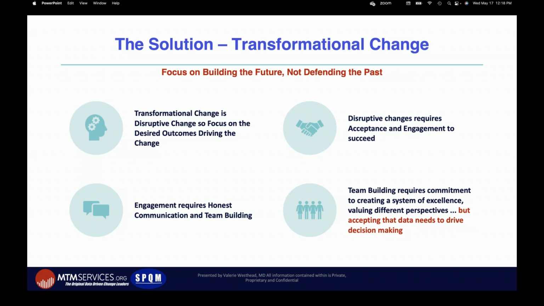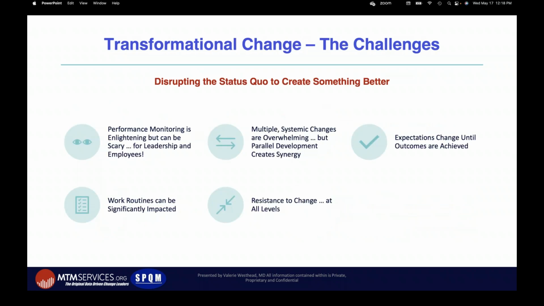So some of the challenges that come with this, they're probably readily available and in your mind right now. One of the big ones is as we start to look at data, that performance monitoring can be very, very helpful, but it can be scary, especially if it's not used in the way it is intended. Data is there to help us make decisions. It is not there to make someone feel bad about what they do. It's not there to chastise people. It's there to help us get a benchmark of where we are, where we want to go, and to brainstorm about how do we achieve that.